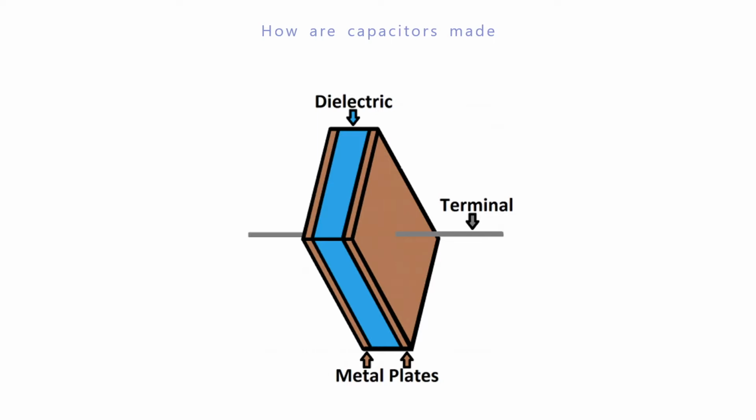The dielectric can be made out of all sorts of insulating materials such as paper, glass, rubber, ceramic, plastic, or anything that will impede the flow of current. While the plates, on the other hand, are made of conductive material such as aluminum, tantalum, silver, or other metals. They're each connected to a terminal wire, which is what eventually connects to the rest of the circuit.